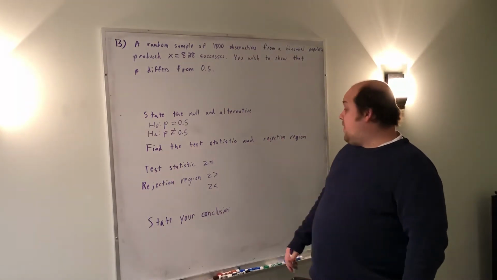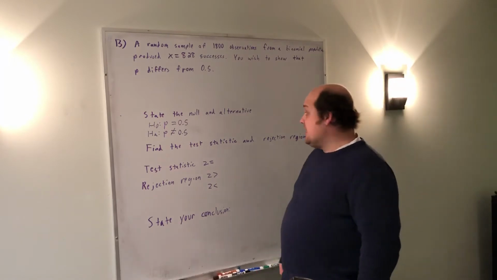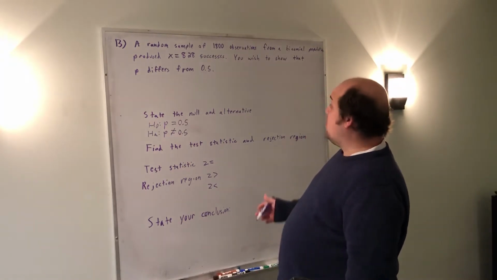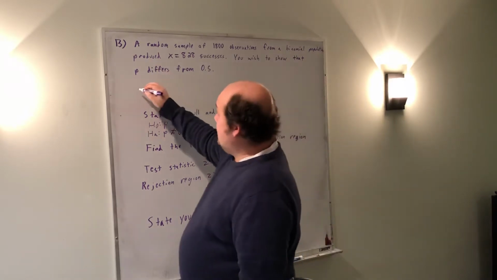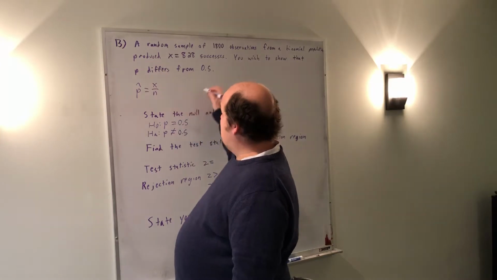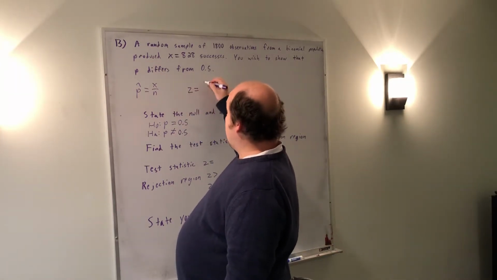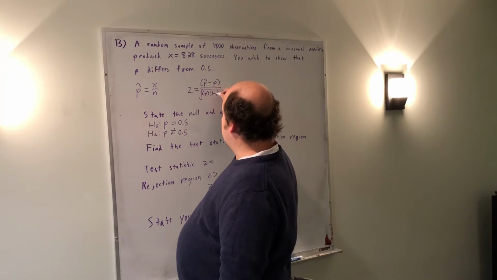So when we go to find the test statistic and the rejection region, our test statistic needs to be based off of the z-score for a binomial situation. So remember, here we're going to first calculate p hat as x over n. Then to find the z-score, we're going to take that p hat we calculated, subtract the p under the null, and divide it by the square root of p under the null, 1 minus p under the null, over n.